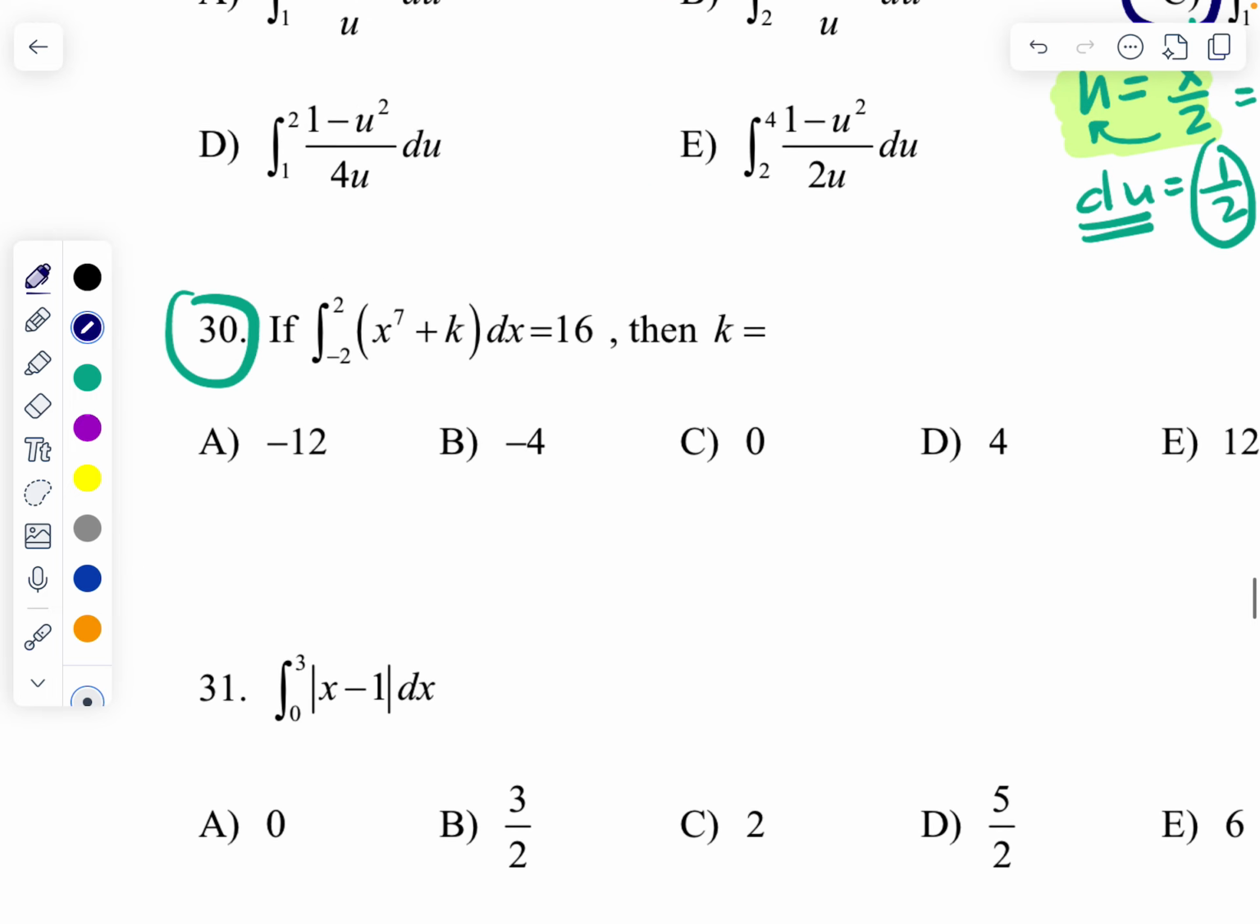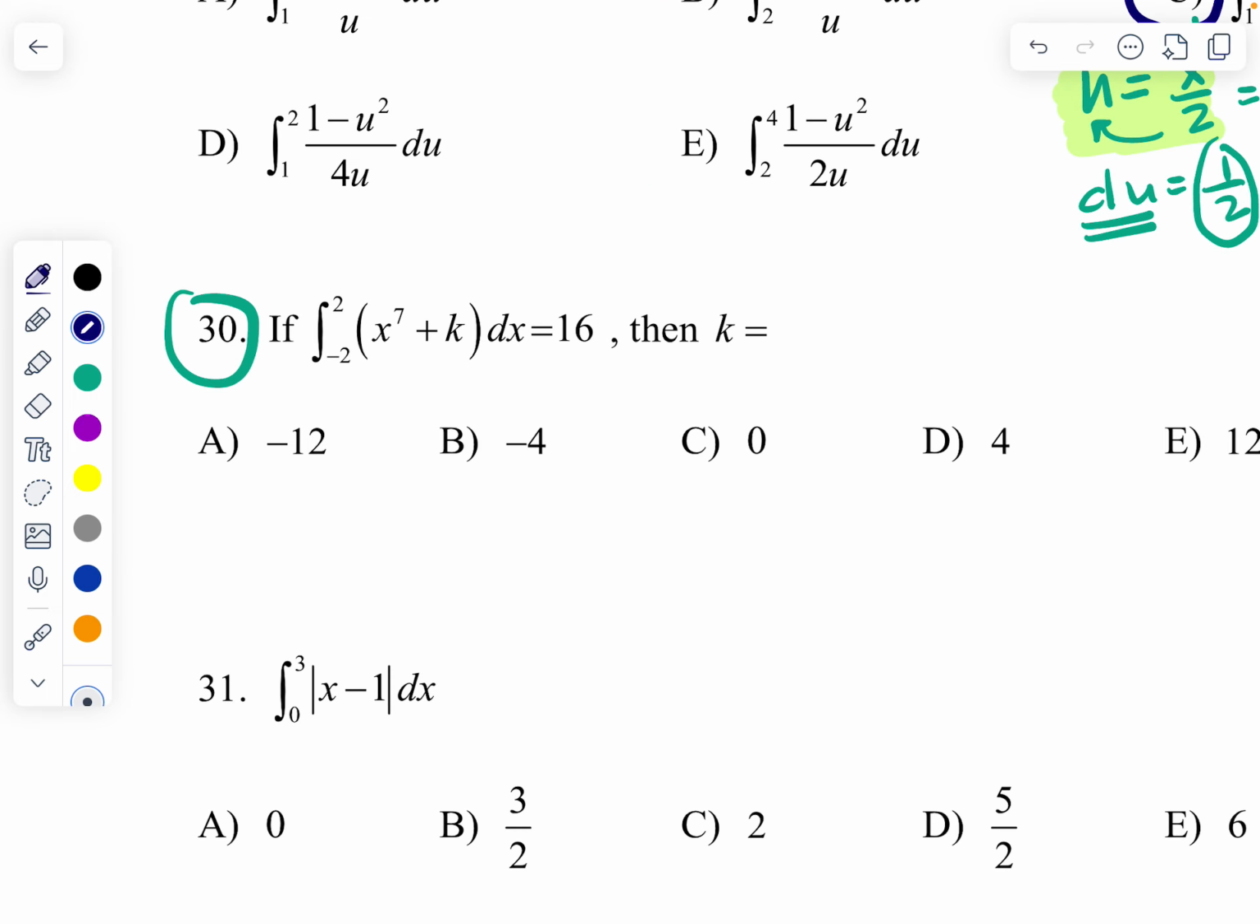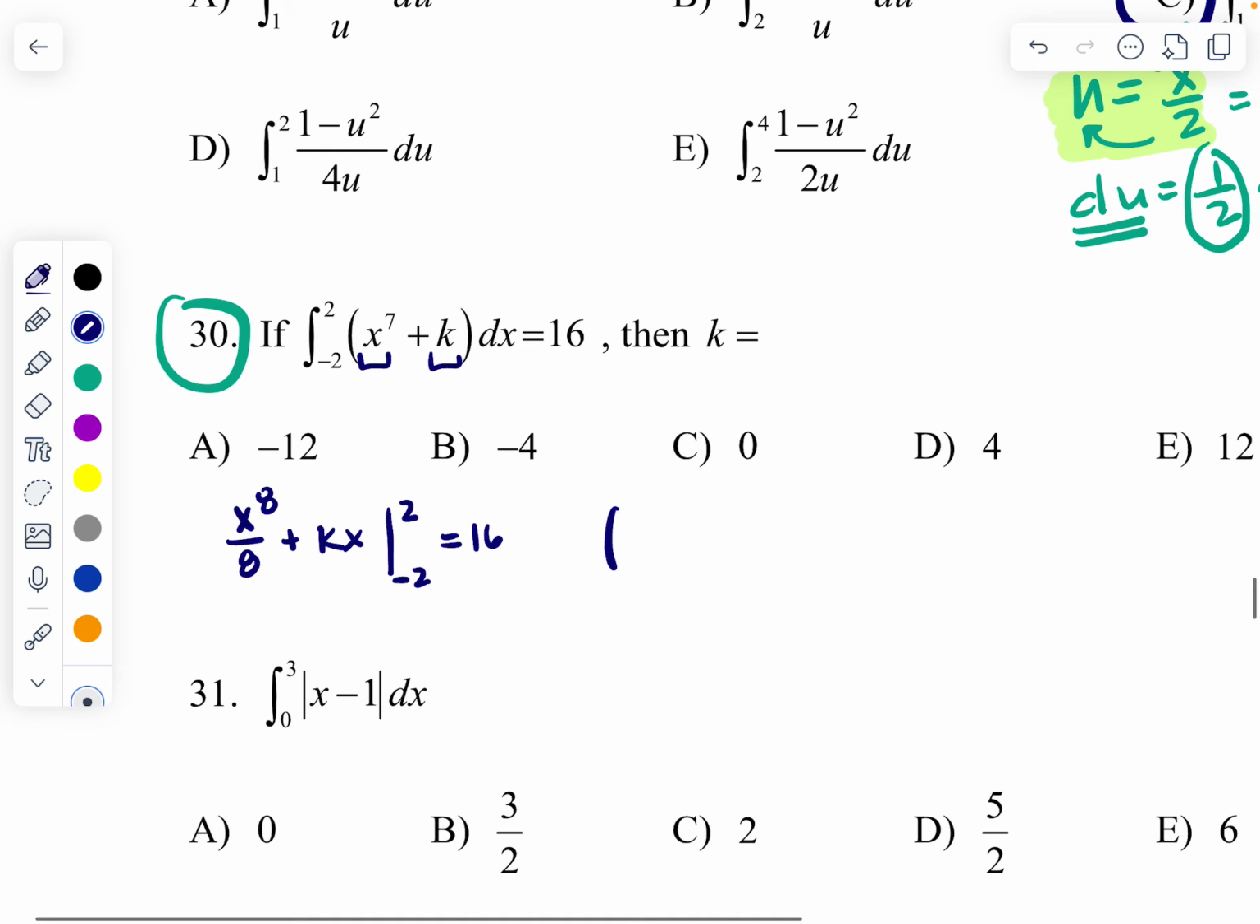If the integral from -2 to 2 of x to the 7th plus k is 16, then what is k? Okay, so let's just do it. Let's find the integral from -2 to 2 of x to the 7th. So the integral of x to the 7th, no u sub here, is x to the 8 over 8. The integral of k is kx. And you're evaluating that from -2 to 2, and that should equal 16. Okay, now plugging this in, so we're going to get top minus bottom, right?